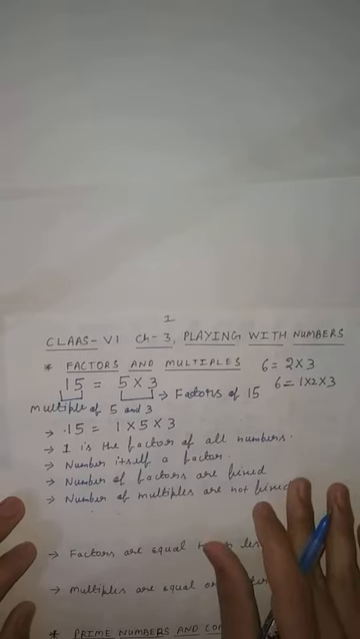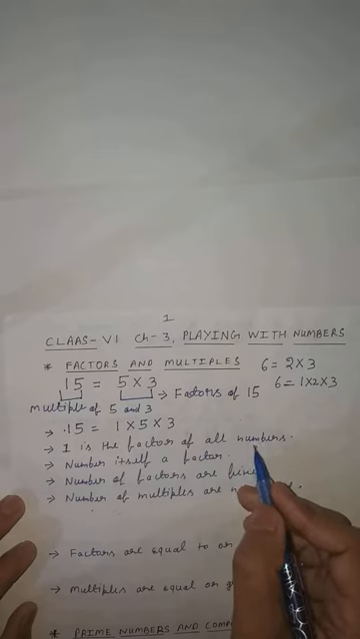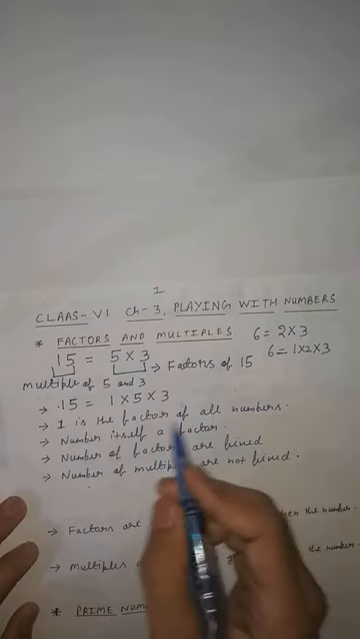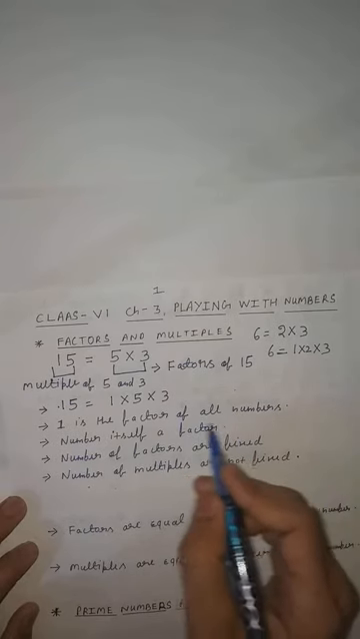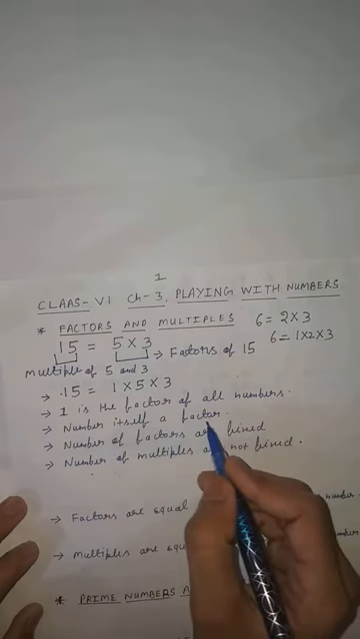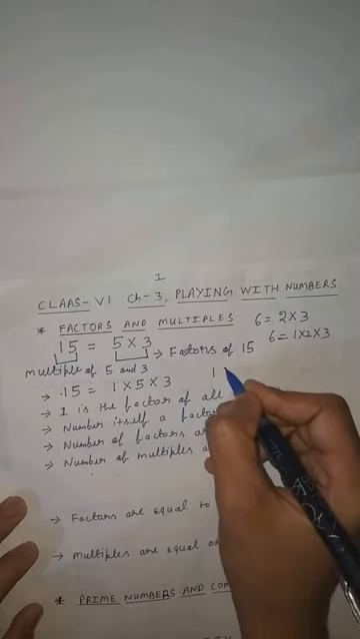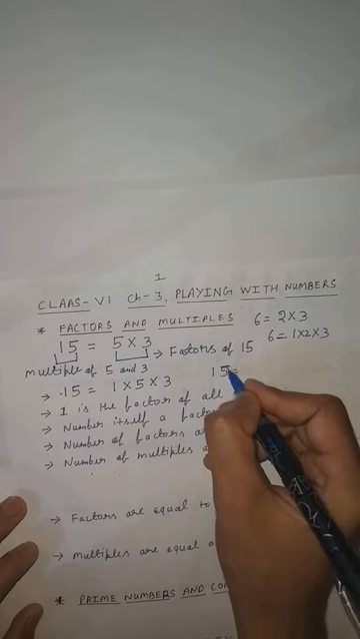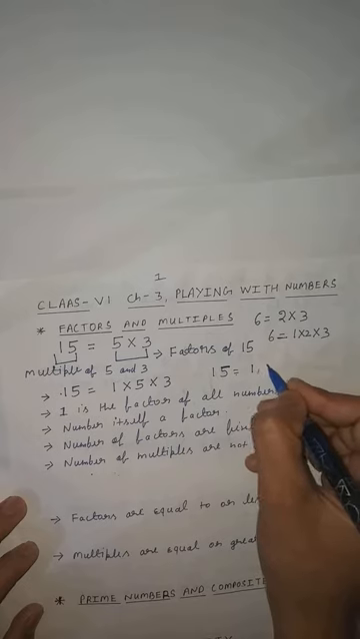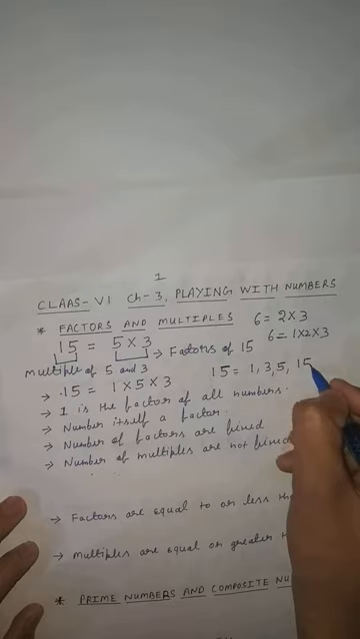So what is the conclusion? That 1 is the factor of all numbers, either 6, 7, 8, 9, 10. If you are taking any number, 1 is the factor of all numbers. And another thing is that the number itself is a factor. Just say if you have to find the factors of 15, the factors of 15 are 1, 3, 5 and 15 also.